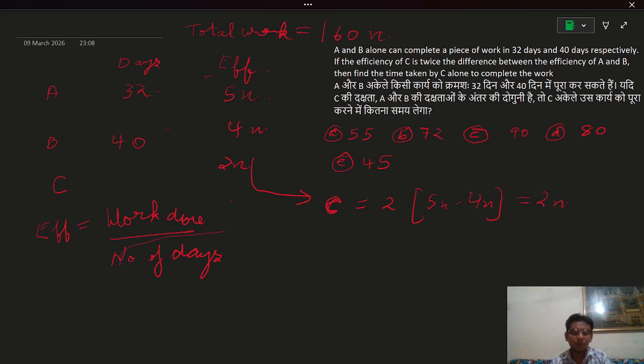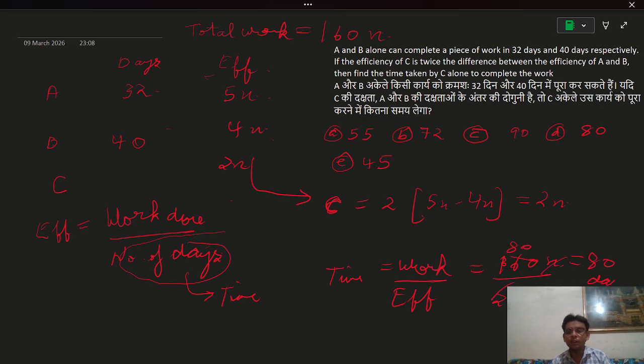Now find the time taken by C alone to complete the work. If I had to find the number of days or time, what will it become? Time equals work done upon efficiency. What will be the work done? Work done is 160x, and the efficiency of C is 2x. So 2 to 80 times. So total days C will take is 80 days. So 80 will be the answer.